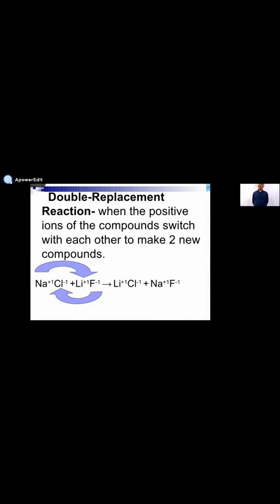The two chemicals will exchange their partners. Like in the first one, Na will replace lithium Li. Na will become the partner of F, and Li will become the partner of Cl. Means the displacement is occurring at two places. That is why it is called double displacement reaction.